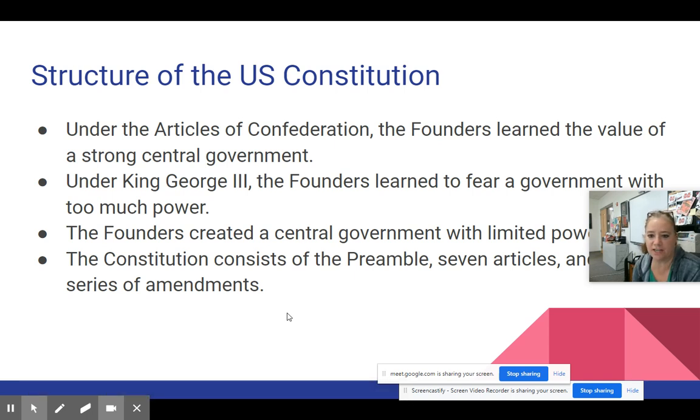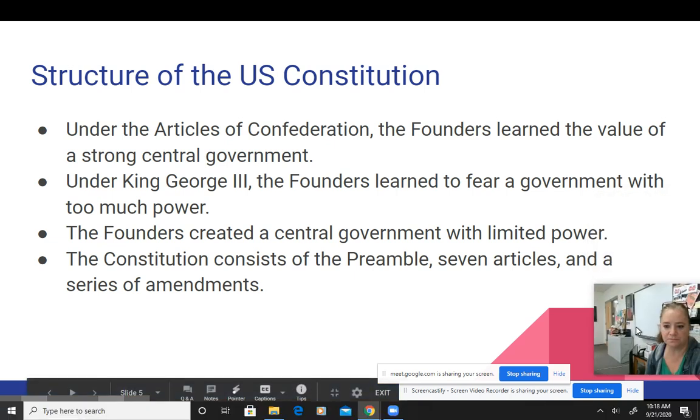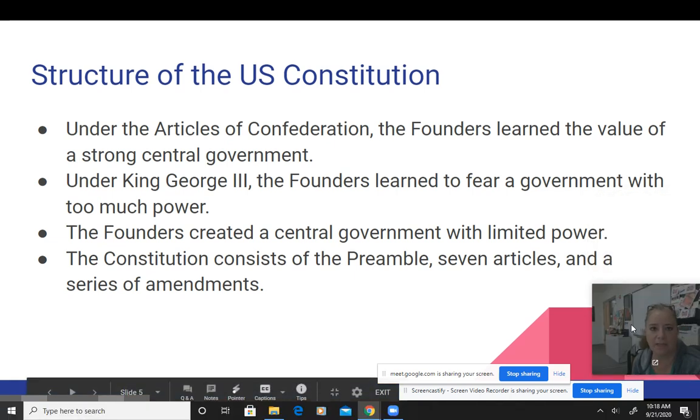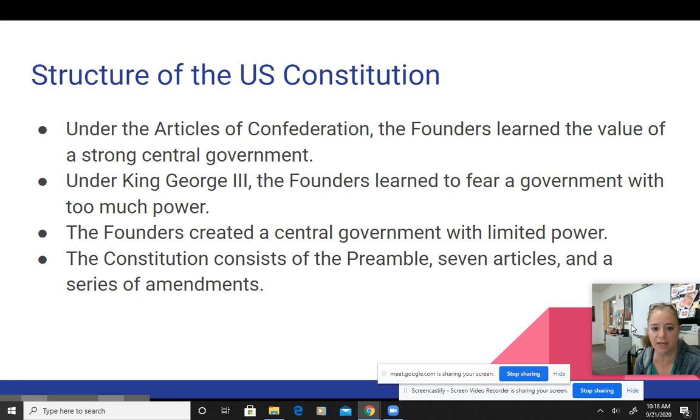So the structure of the Constitution, so we have the Articles of Confederation, which we talked about last week. That didn't work. Under King George III, who was king when the American Revolution was going on, the founders learned to fear government with too much power. So when they wrote the Articles of Confederation, they didn't give the federal government a whole lot of power because they didn't want the government to have as much power as the king did. So they created that central government with limited power.